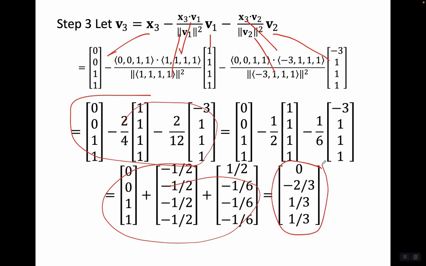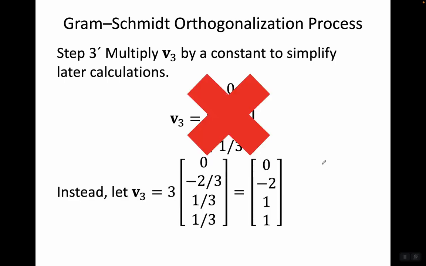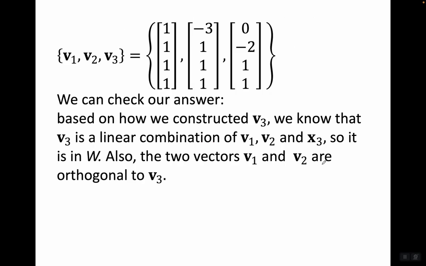So that's our v3. Step 3 prime, multiply v3 by a constant to simplify later calculations. So again, we don't need to deal with these ugly fractions. We can just multiply that by 3, and v3 would be 0, negative 2, 1, 1. So this is our set, v1, v2, v3. This is an orthogonal basis of our subspace.